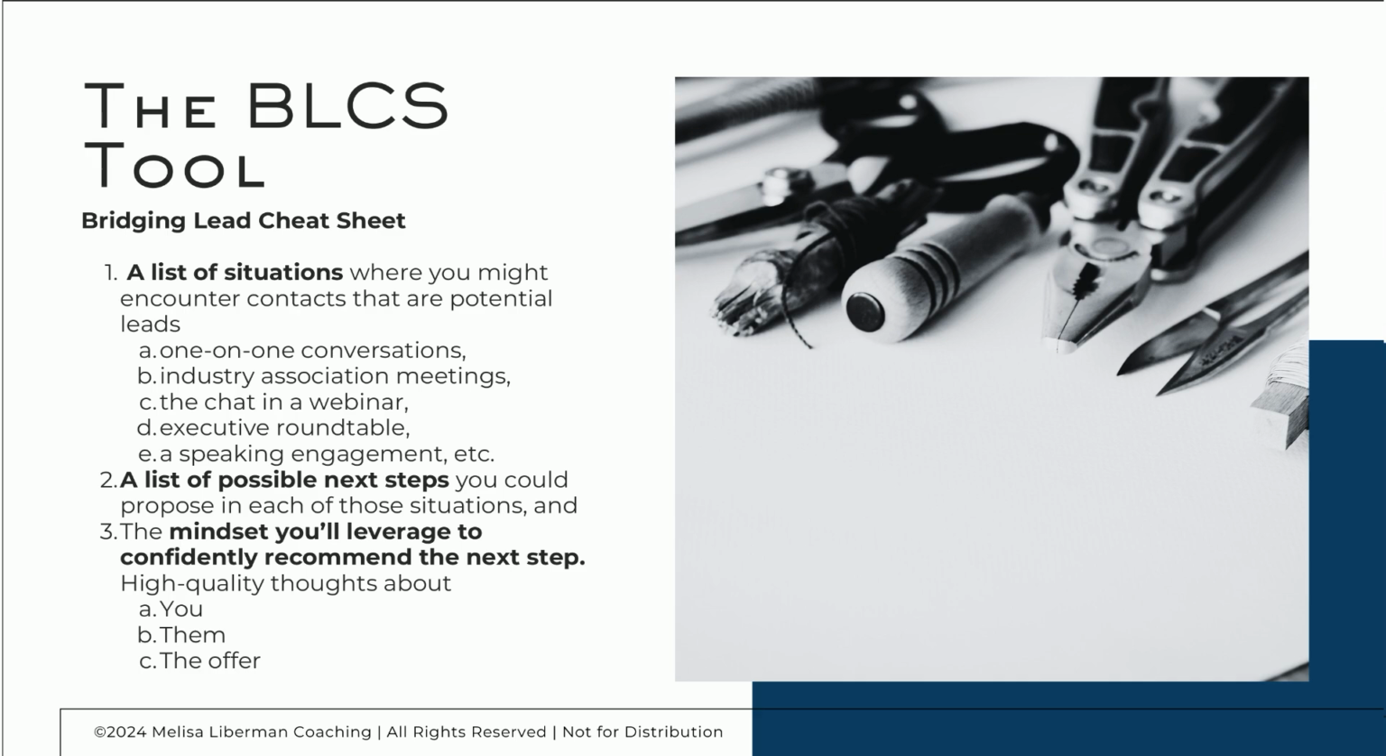And so then once you know what all those situations are, then you just go one by one, thinking about this as a grid. One by one, what are the possible next steps that I would propose in each of those situations? Knowing the context of how they came to the call, what might I recommend to the person on the call that would then convert them from a contact to a lead? It could sound like what would be a possible next step.